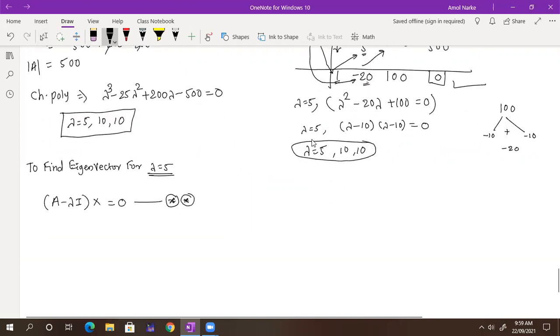Sir, which value of lambda are we taking, 5 or 10? We are finding the eigenvector corresponding to 5 only. For 10, we need to do the same calculation again. Right now we are taking lambda equal to 5 only. Okay, so tell me, what does that matrix come to?